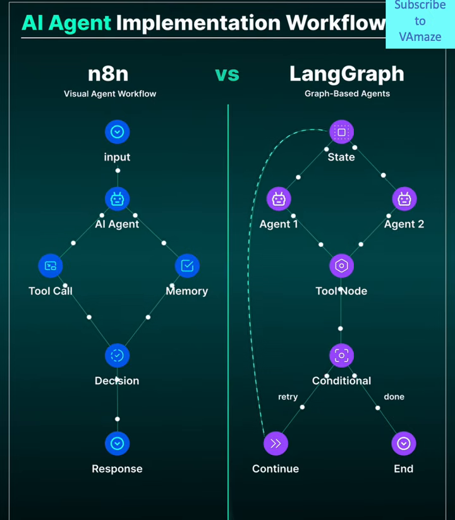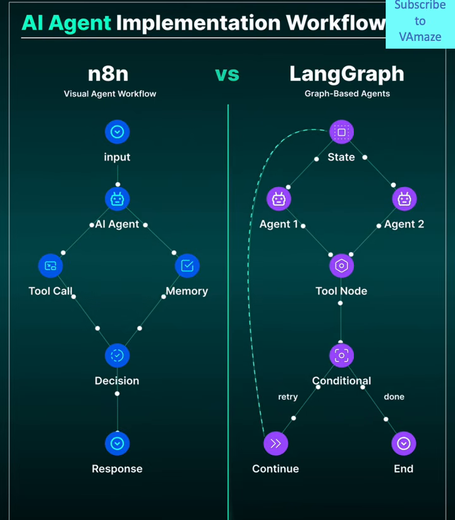You drop an AI agent node and connect it in a diamond shape so that memory and tool calls happen in parallel before a final decision. LangGraph is graph-based and modular. Multiple agents read and write to a shared state, then converge at a tool node, and finally route through a conditional loop that either retries or ends.